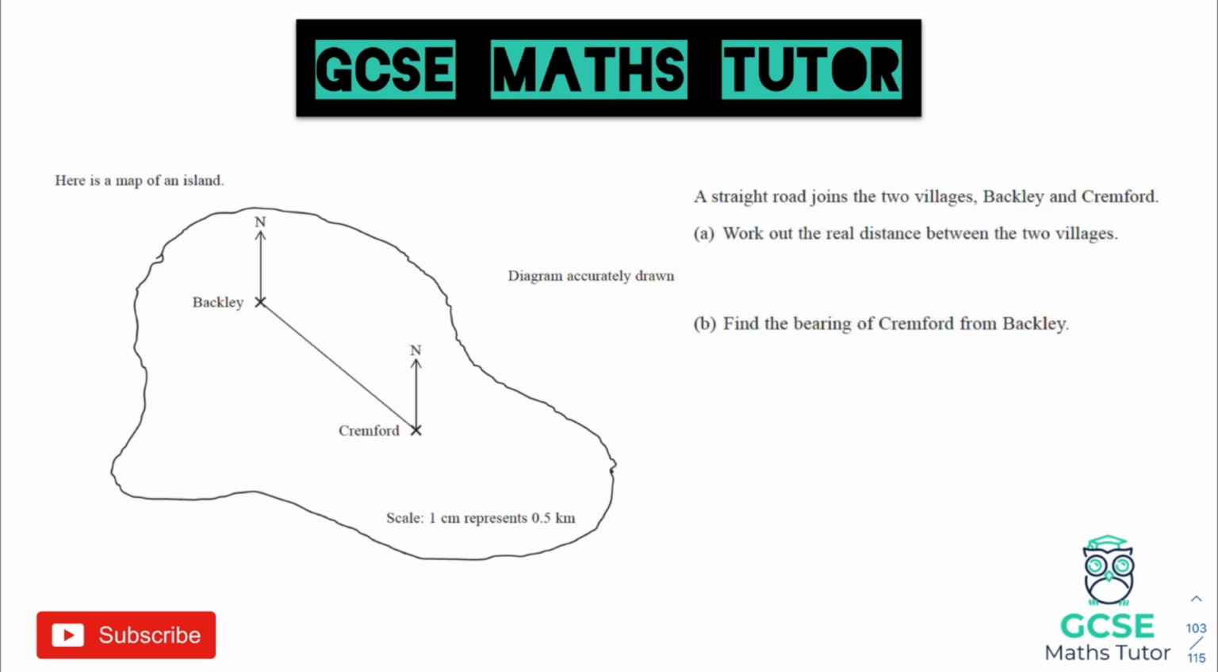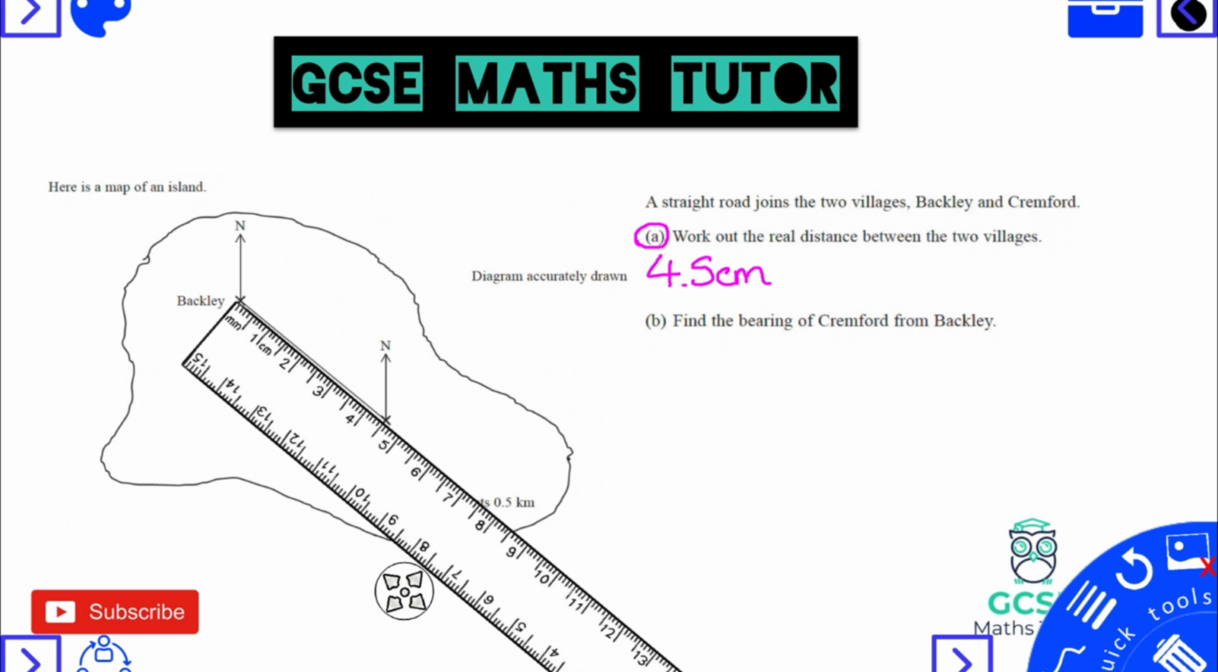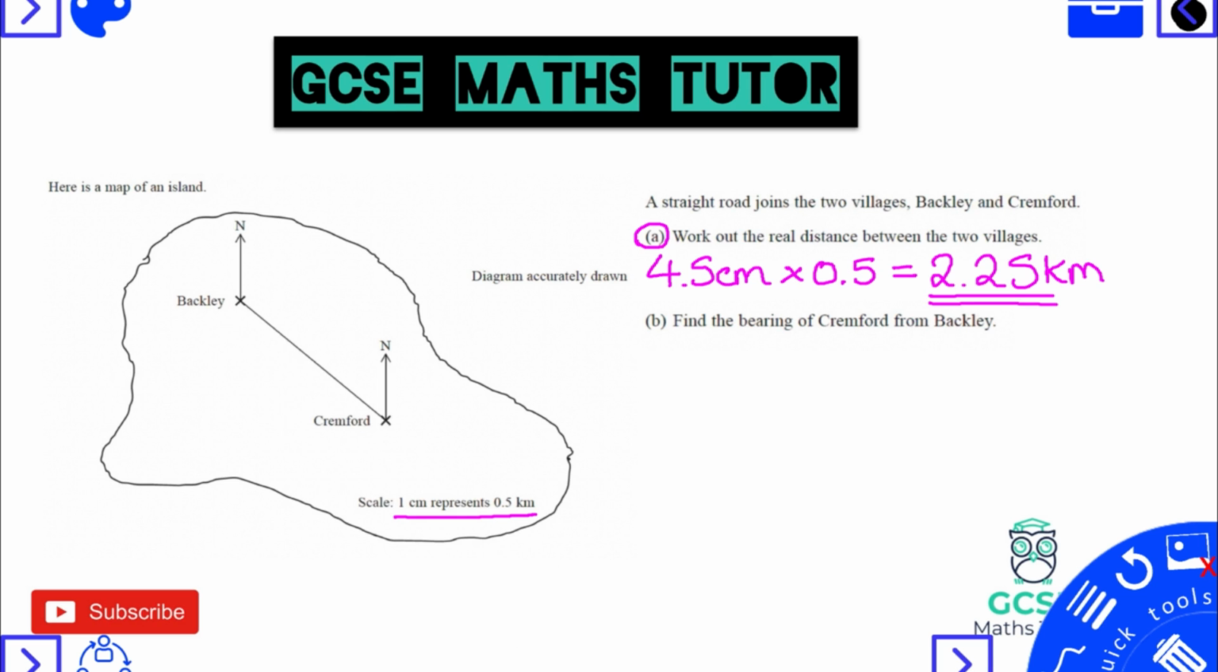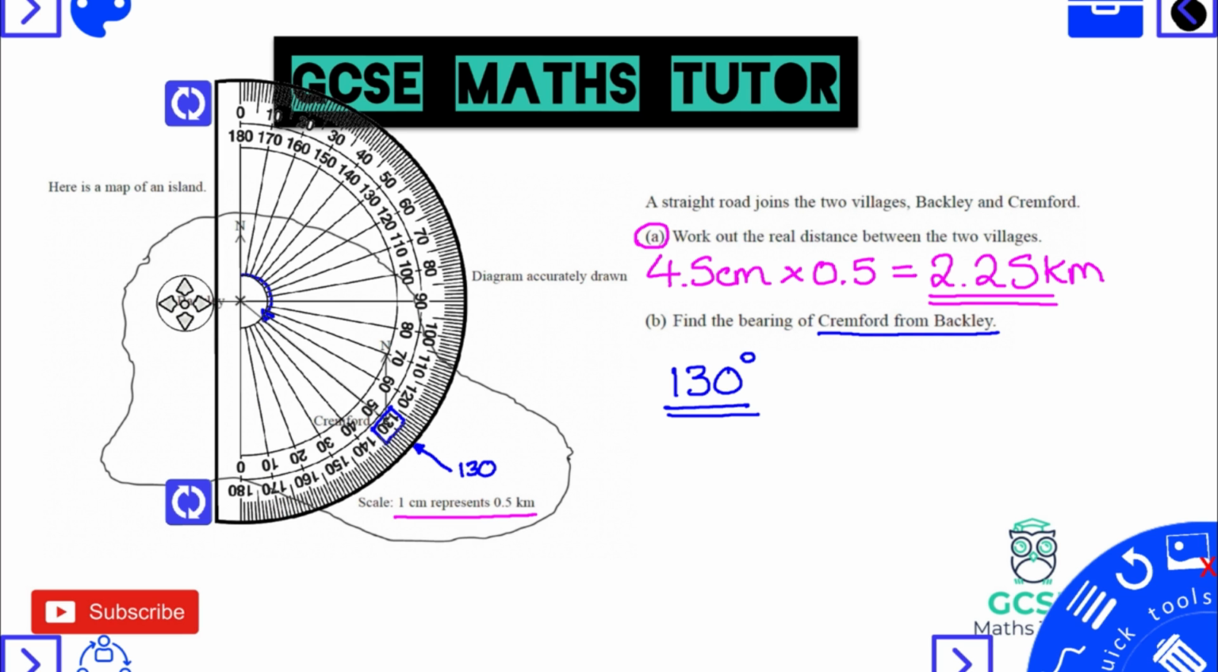When you have bearings, you're going to need your protractor and most likely your ruler if it has a scale. So for this one, we measured the distance. It comes out as 4.5 centimetres, and it says on the scale that 1 centimetre is 0.5 kilometres, so we can multiply that distance. When you are measuring the angle, get your protractor, measure it out really carefully.